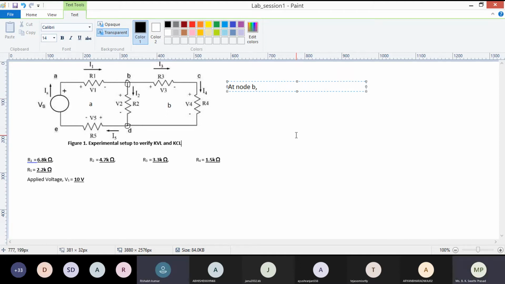So can I write it like this: I1 is equal to I2 plus I3? Yes, ma'am. Correct? The sum of currents entering node B is equal to the sum of currents leaving node B. The currents leaving node B are I2 and I3. Correct? Yes, ma'am.